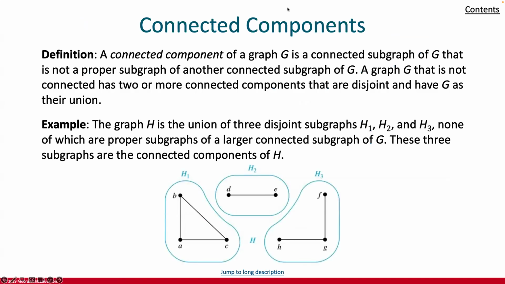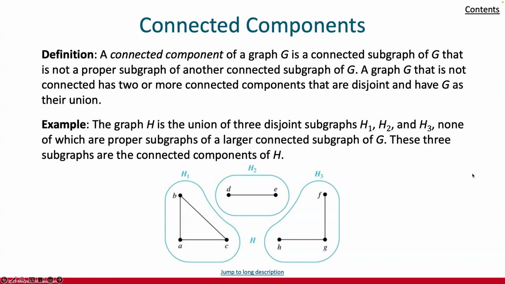A connected component of a graph G is a connected subgraph of G that is not a proper subgraph of another connected subgraph of G. A graph G that is not connected has two or more connected components that are disjoint and have G as their union.